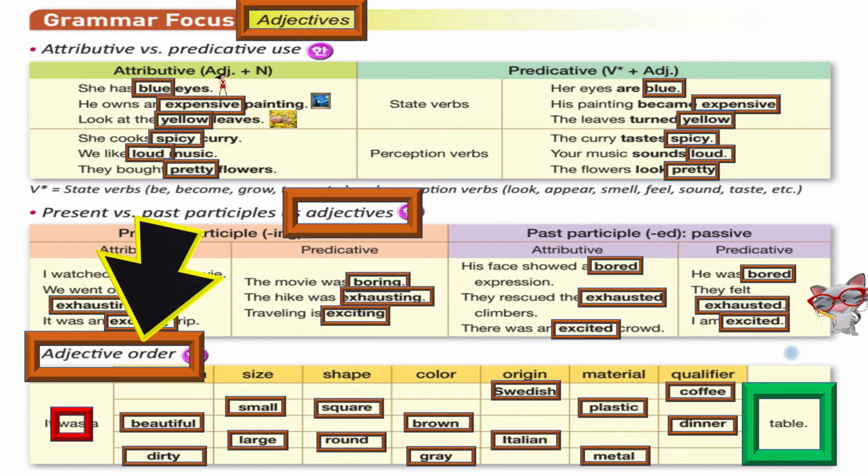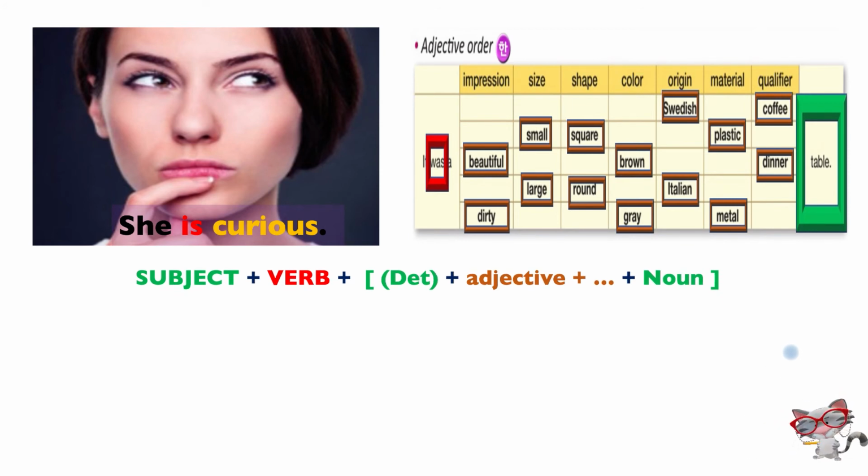Finally, we have the adjective order. Now, adjective order can get a little curious. All right. So let's go back to the ones, she is curious. So here we have subject plus verb plus determiner, which is optional, plus adjective. And you notice here I've got an extra plus, because you can have many adjectives. You can have one adjective, you can have two adjectives, you can have 3, 4, 5, 6, and 7.